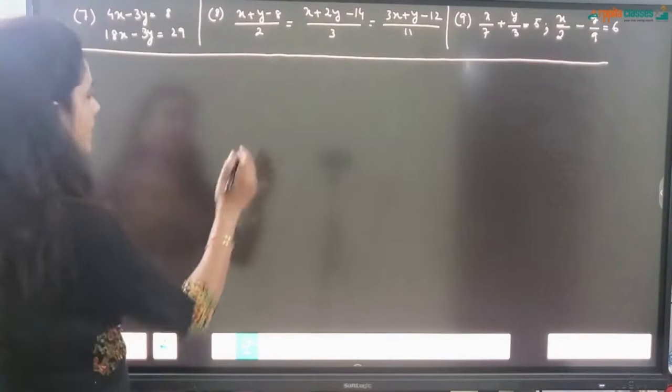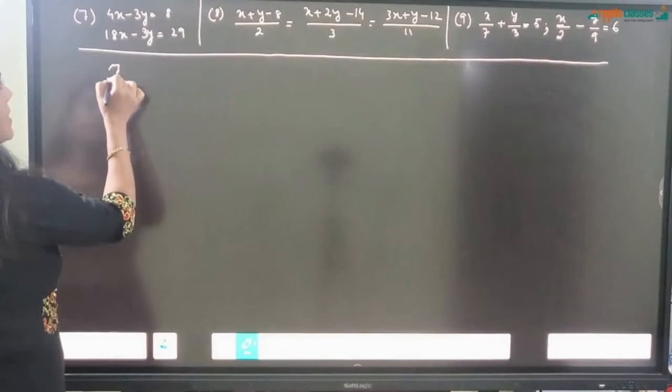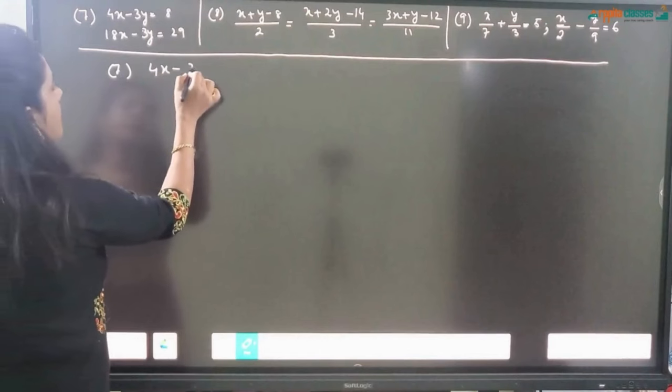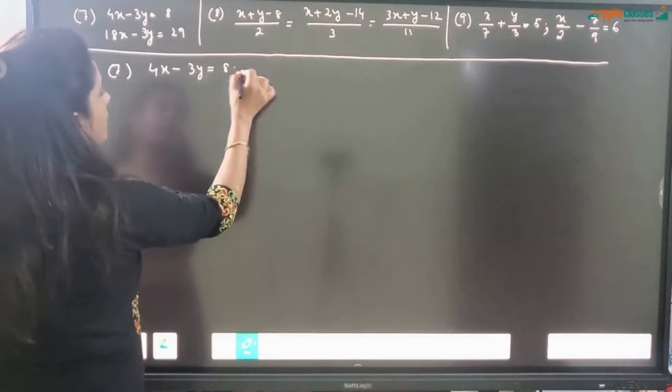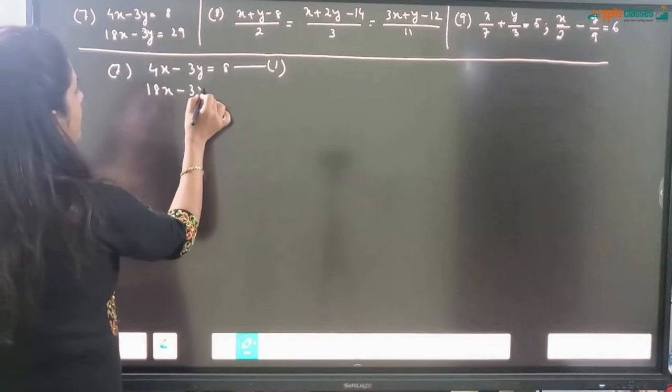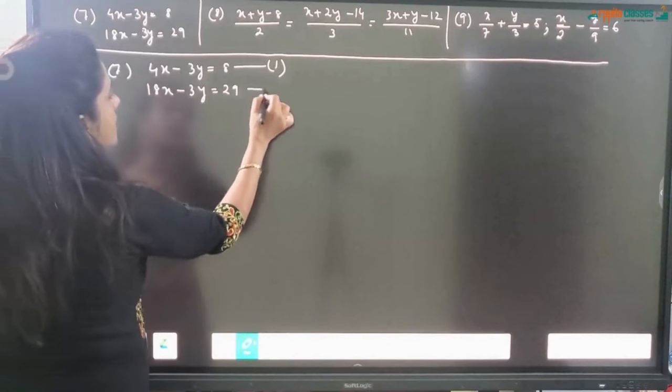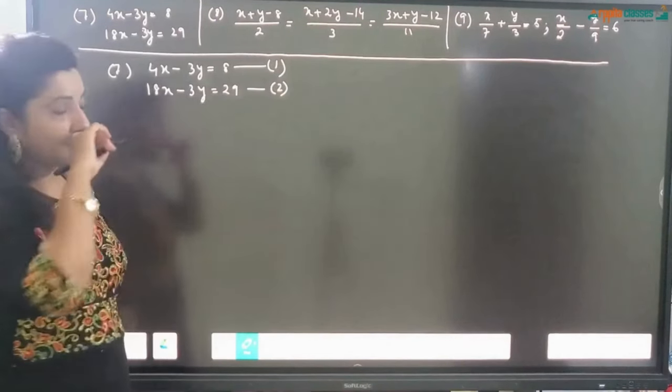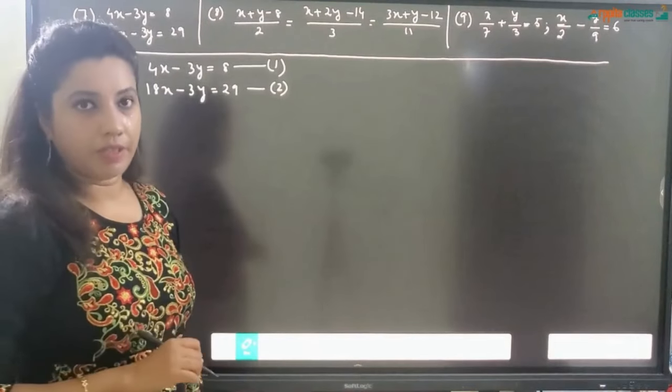The question number 7 is 4x minus 3y is equal to 8. This is equation number 1. And 18x minus 3y is equal to 29. This is equation number 2. Now this question I'm going to solve by elimination method.